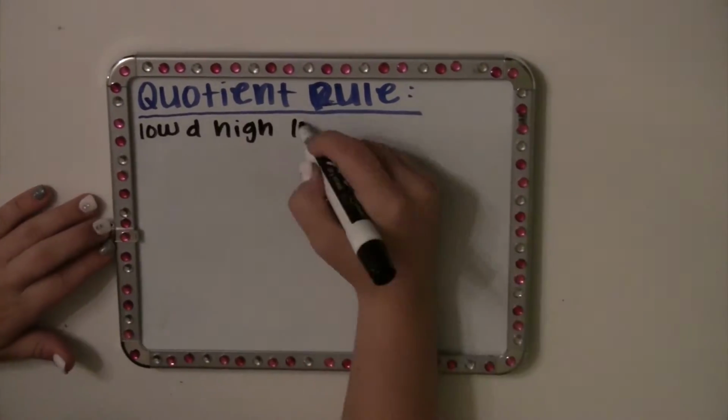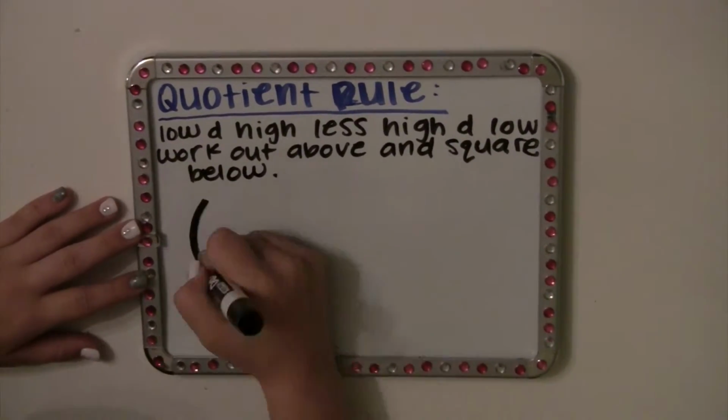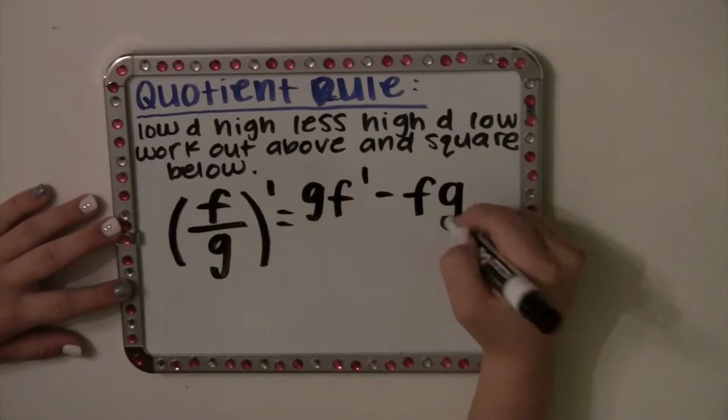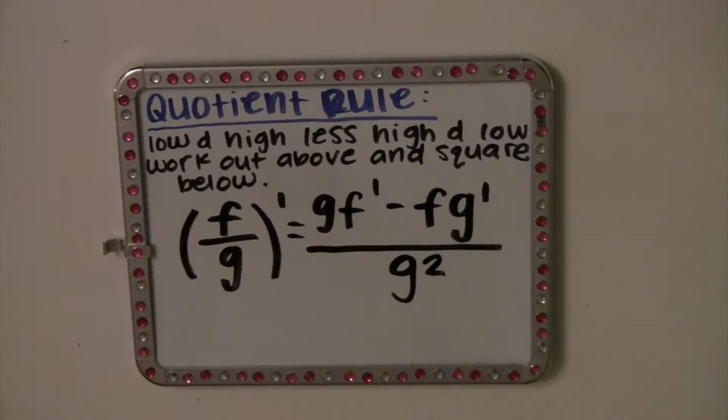The third rule is the quotient rule. Low d high less high d low, work out above and square below. To find the derivative of one function divided by another, take the denominator times the derivative of the numerator minus the numerator times the derivative of the denominator, all over the denominator squared.